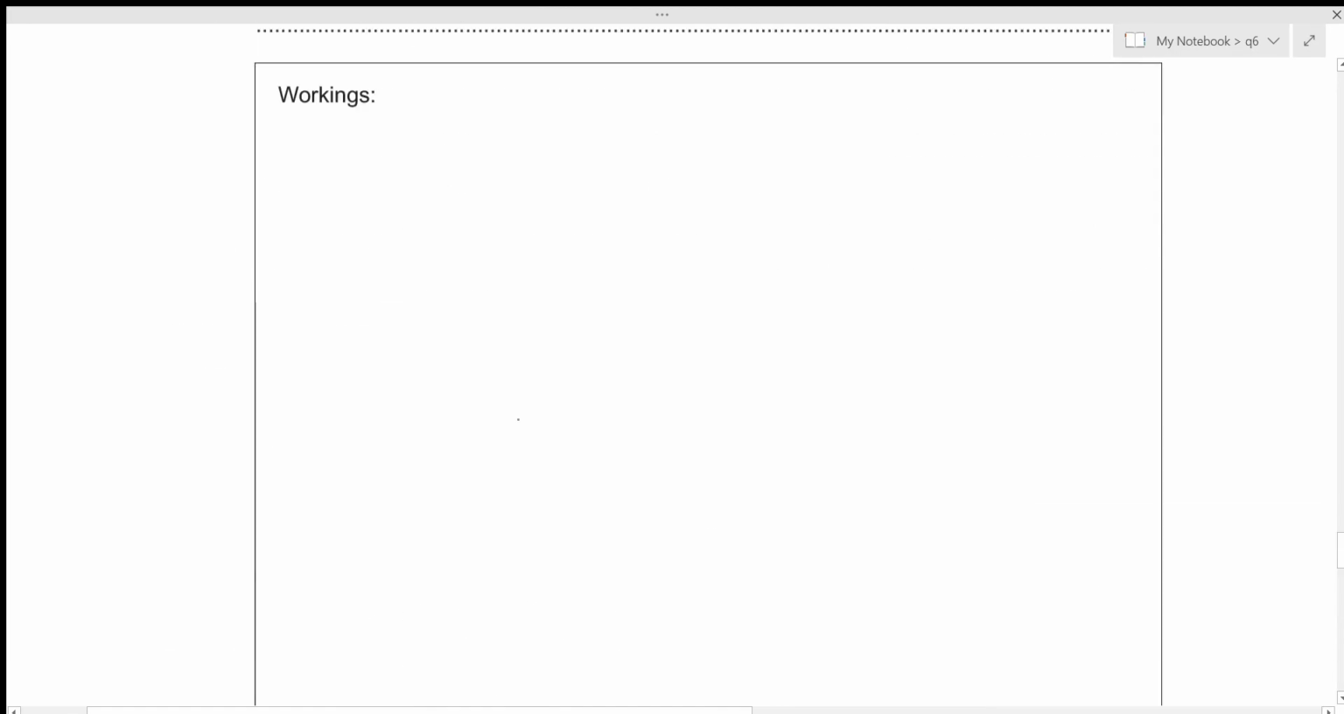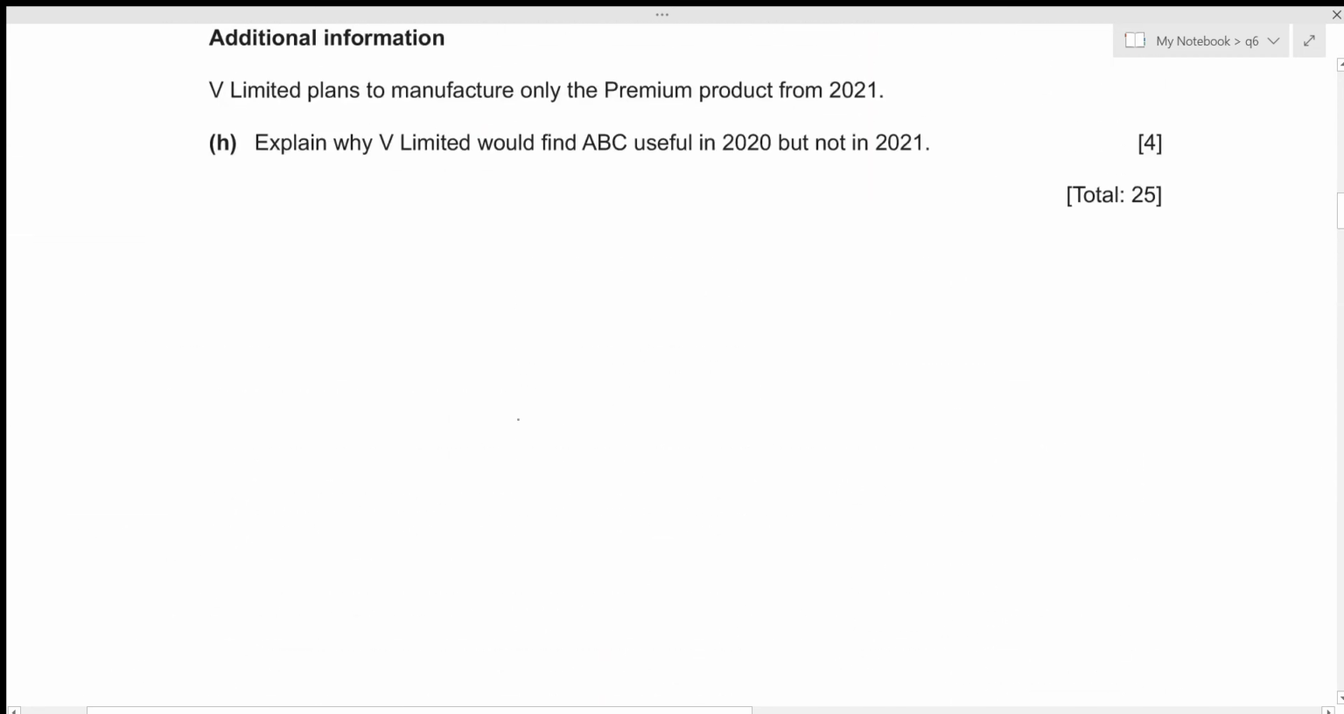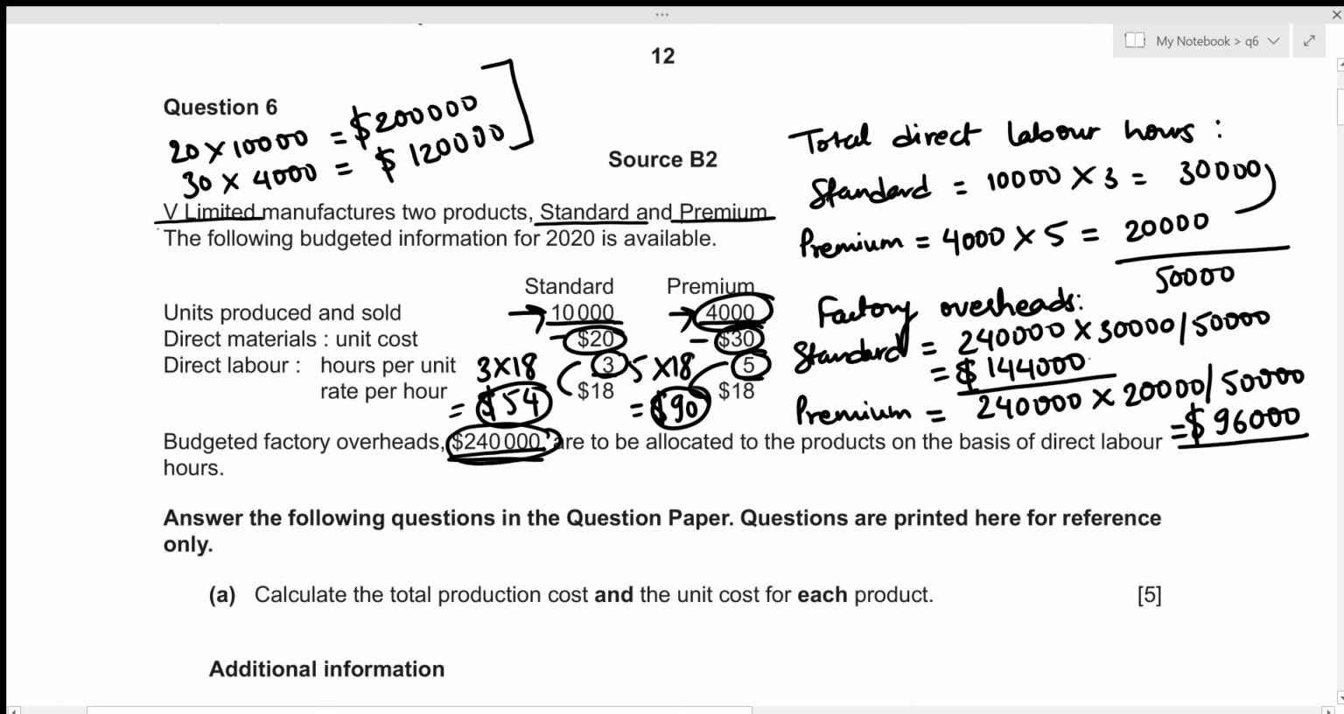Okay, let's have a look above for our absorption costing. We figured out our overheads for standard to be 144,000, whereas for premium it was 96,000. And now we require the per unit. So we just need to divide the total with their respective total units produced. For standard, that's total overhead of 144,000 divided by the total units of 10,000. So this gives the per unit overhead for standard to be 144,000 divided by 10,000, which results in the value of 14.4. Now we repeat the same process for premium.